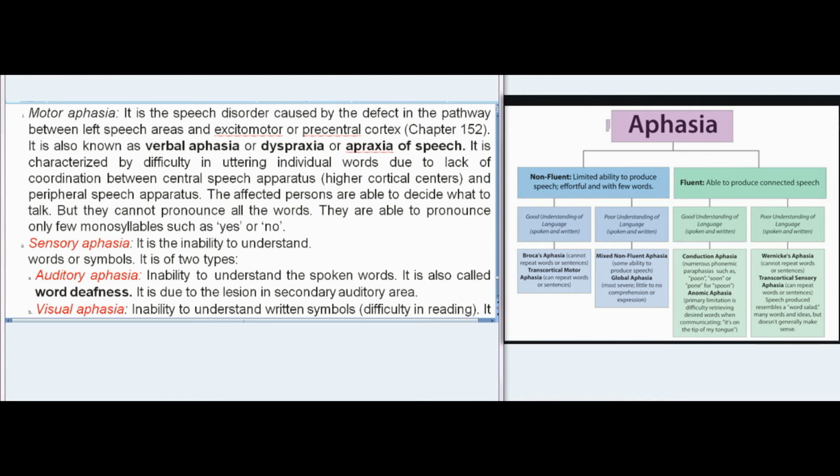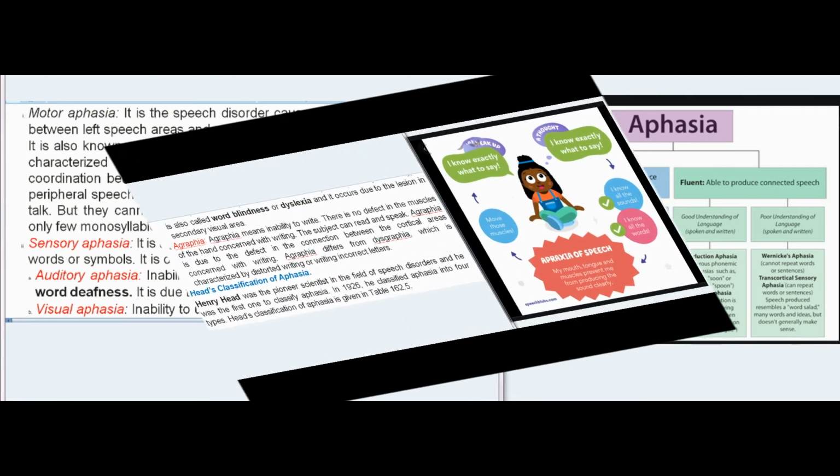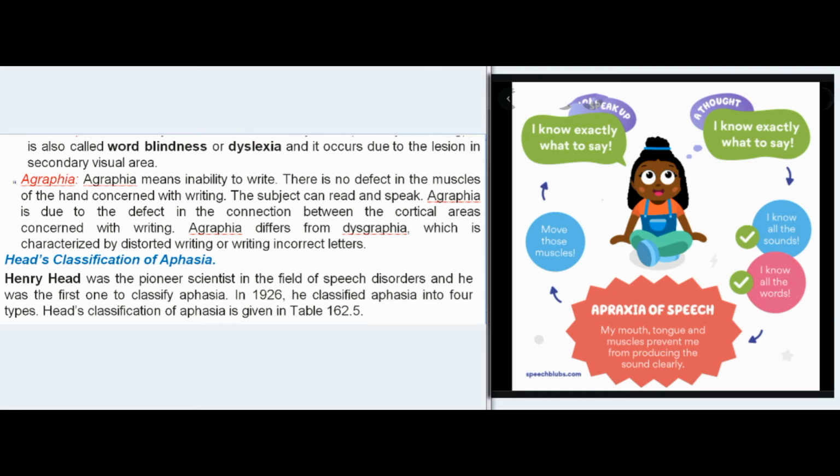Sensory aphasia. It is the inability to understand words or symbols. It is of two types: auditory aphasia, inability to understand the spoken words. It is also called word deafness. It is due to the lesion in secondary auditory area. Visual aphasia, inability to understand written symbols, difficulty in reading. It is also called word blindness or dyslexia, and it occurs due to the lesion in secondary visual area.